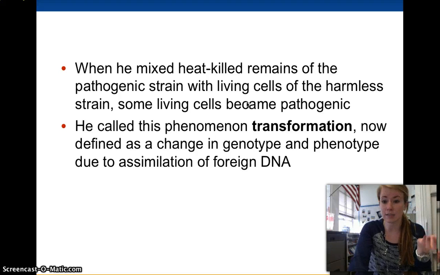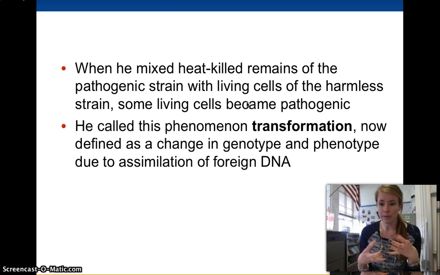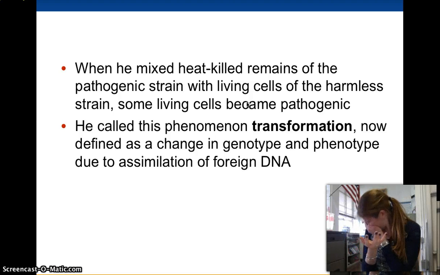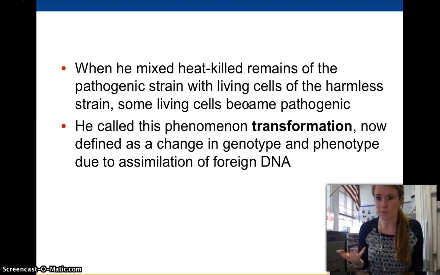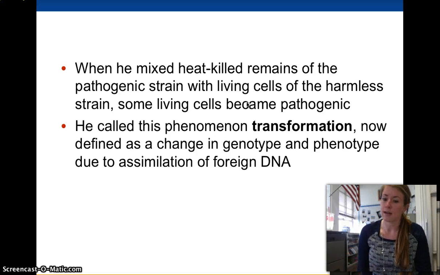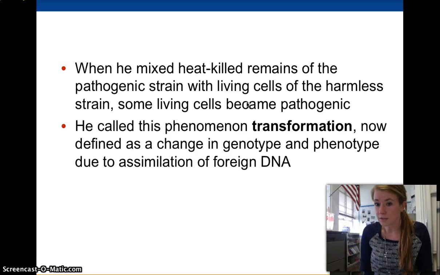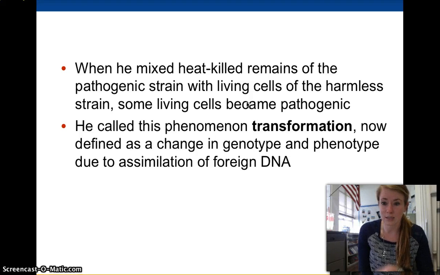So some living cells. What he was able to determine was that when he combined the living, non-pathogenic cells with the cells that were dead but pathogenic, the living cells became transformed into pathogenic cells. Basically, they were not harmful, and they got mixed in with the dead harmful cells, and then they themselves became harmful. And Griffith called this phenomenon transformation because he was transforming these non-harmful cells into cells that could cause pneumonia.